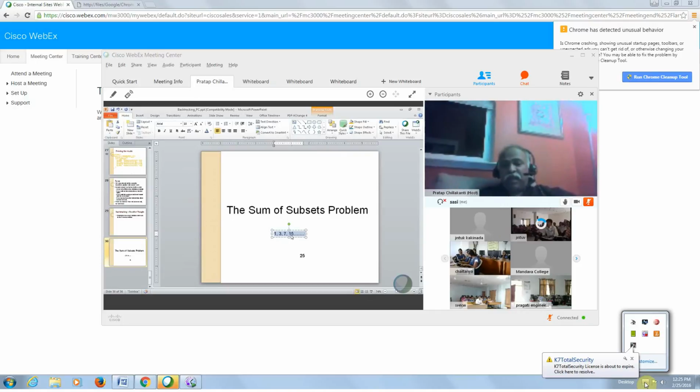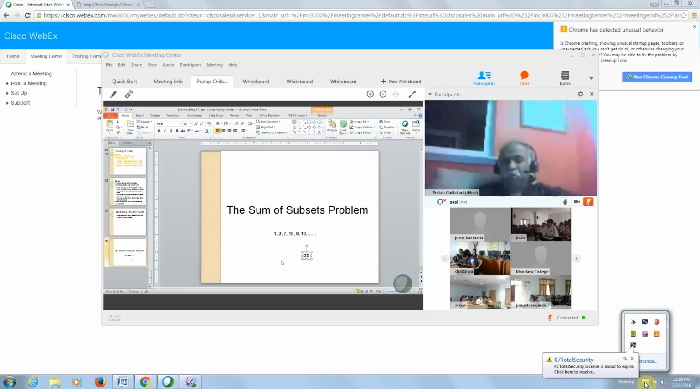So if I take, for example, 15 plus 7, 22, plus 3, if I take these three numbers, it will come to 25. Maybe if I had some other numbers here like 8, 10, if I take a combination of 7, 8 and 10, I can come up with 25. So given a set of numbers, what subsets of those numbers would you use to come up with the desired target value? That is what the sum of subsets problem is.